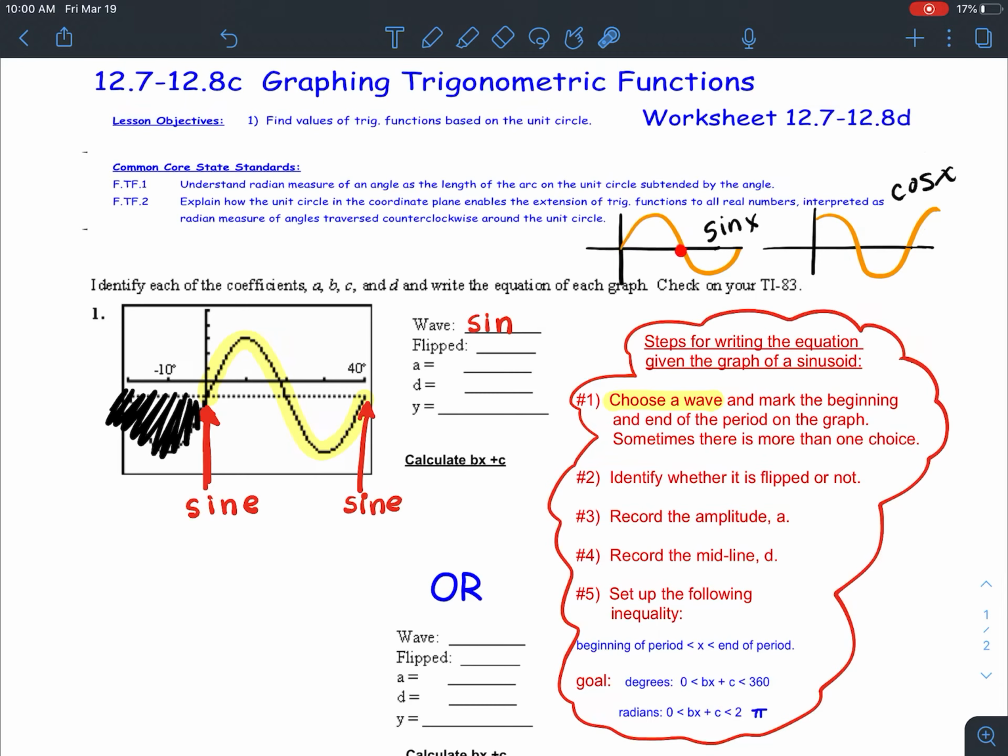You can see the parent graph typically starts up, then dips down. That feels like that's exactly what's happening here. So I'm going to say no, this wave does not feel like it has been flipped over the midline.